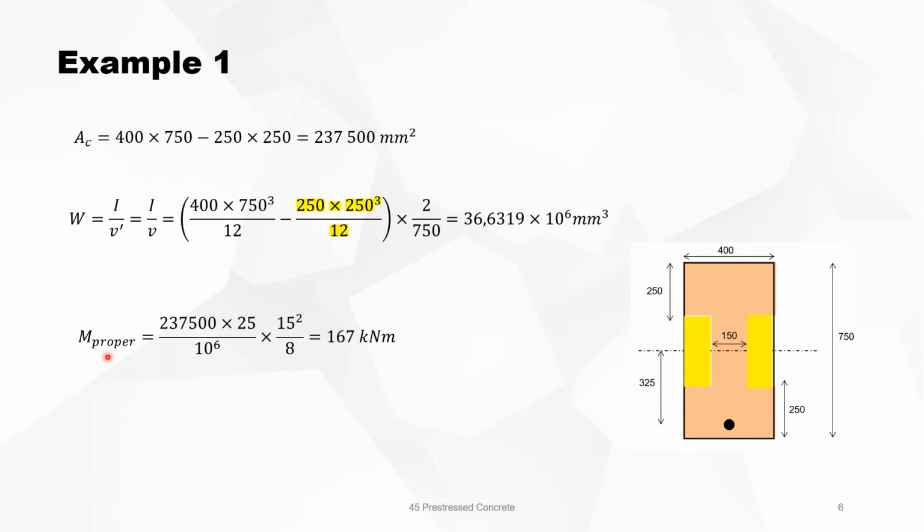The bending moment due to the proper weight is just the cross section of the beam multiplied by 25 and then times 15 squared divided by 8, which is 167 kilonewton meter. The total bending moment is the proper weight bending moment plus the total serviceability load of 12 kilonewton per meter times 15 squared over 8, which gives you 504.5 kilonewton meter.